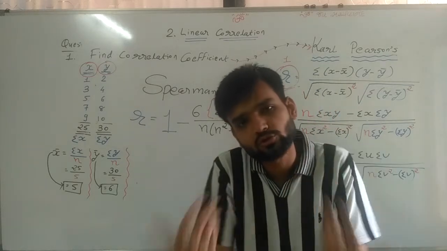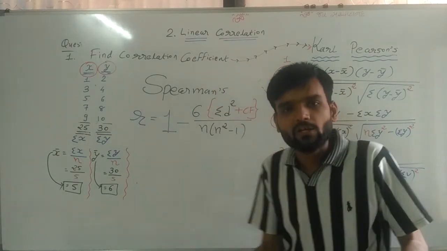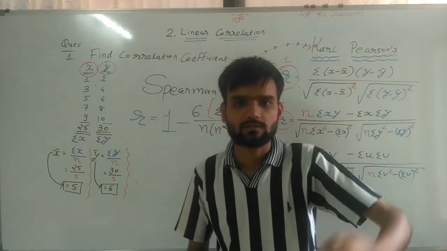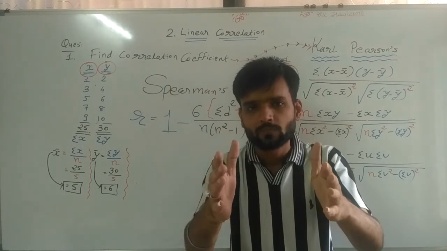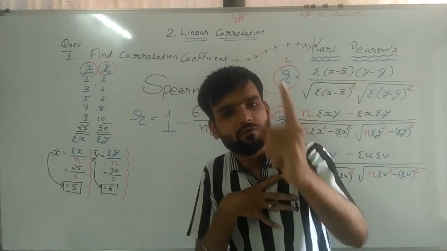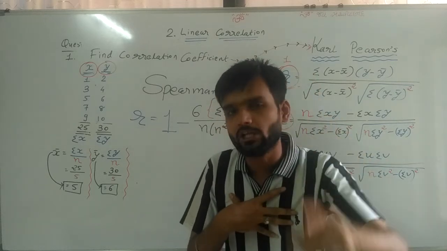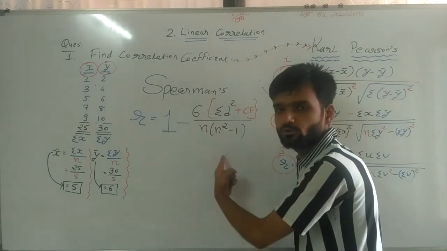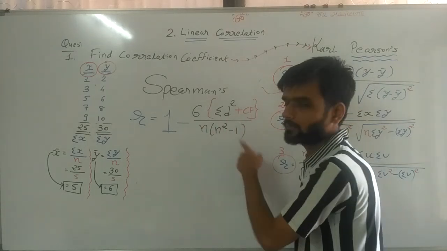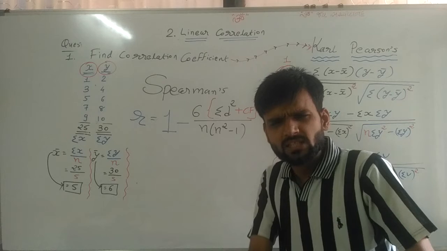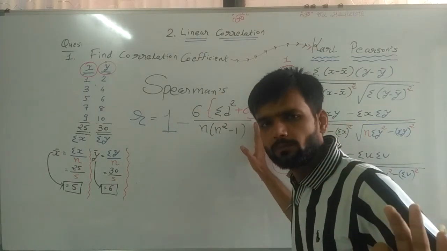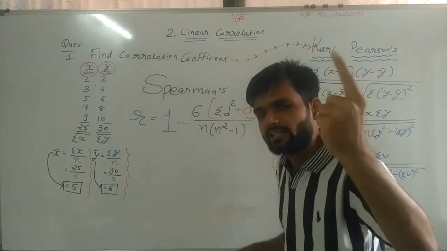When we have to use CF in the formula and when we are not using CF, we will discuss in the next lectures. But first of all, in the textbook 2 formulas are given, but as per Kamal sir's method, we are understanding and remembering only one formula, that is given to you here: 1 minus 6 sigma d square plus CF upon n square minus 1. Please remember only this one formula. In all the sums, it is possible. You can use this formula and get the answer.